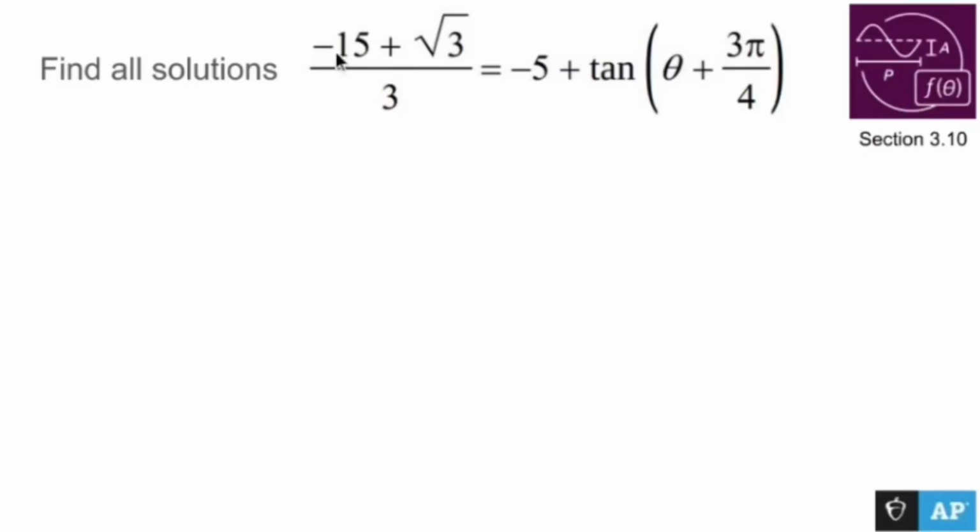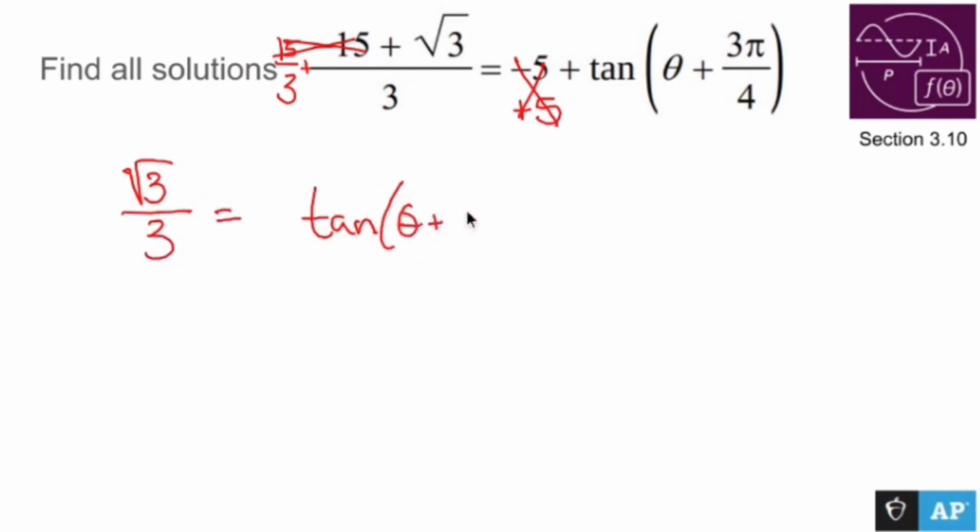Find all the solutions for negative 5 plus root 3 all over 3 equals negative 5 plus tangent of theta plus 3 pi over 4. Ugh. First things first, let's get rid of that negative 5, and we'll do so by adding 5 to both sides. Now, if I'm going to add 5 to something over 3, I'm going to turn this into 15 over 3, because that's what 5 is when I multiply the top and the bottom by 3. That allows these guys to cancel out, and you're left with root 3 over 3 equals tangent of theta plus 3 pi over 4.